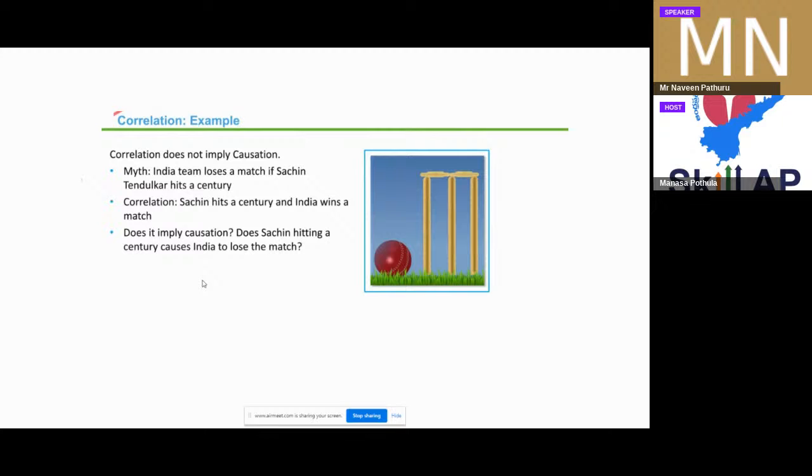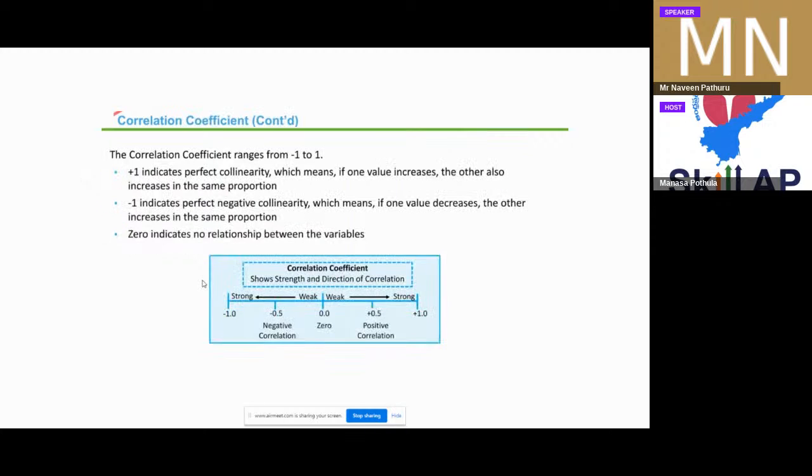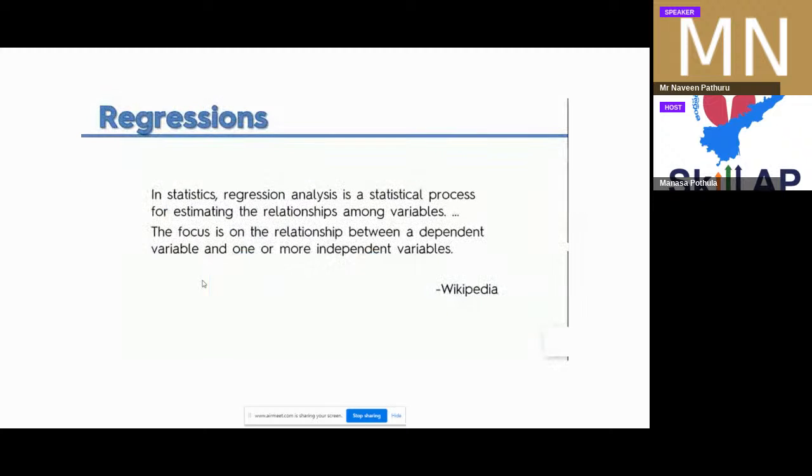The same is true with Sachin Tendulkar. If Sachin hits a century, maybe in a few games India lost. It doesn't mean that in the future, whenever Sachin hits a century, India will lose a game. So that is what it means: correlation does not mean causation, if you recall. It lies between -1 and +1. 0 means neutrally correlated, guys.